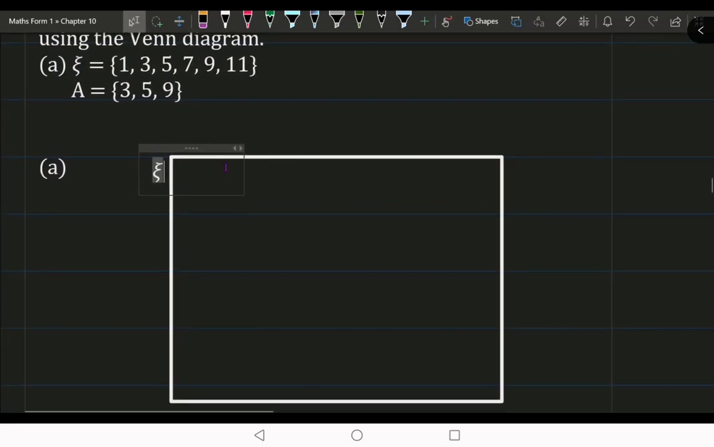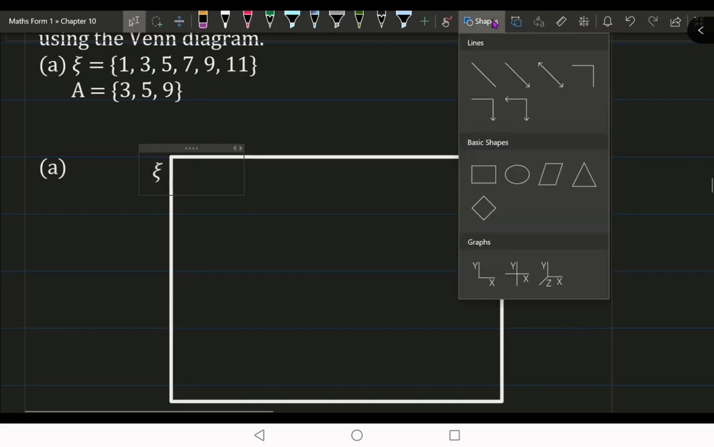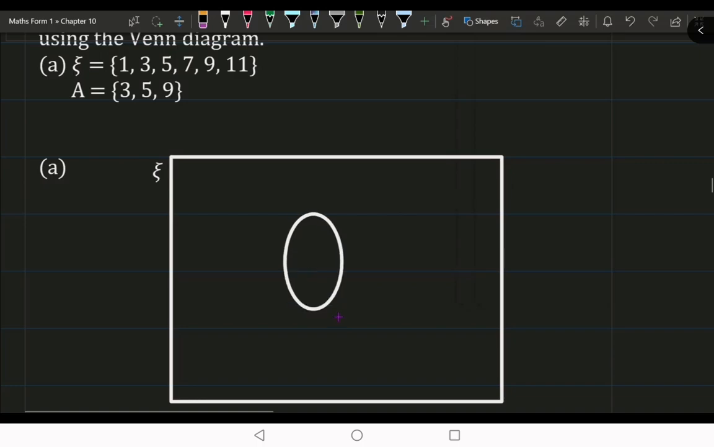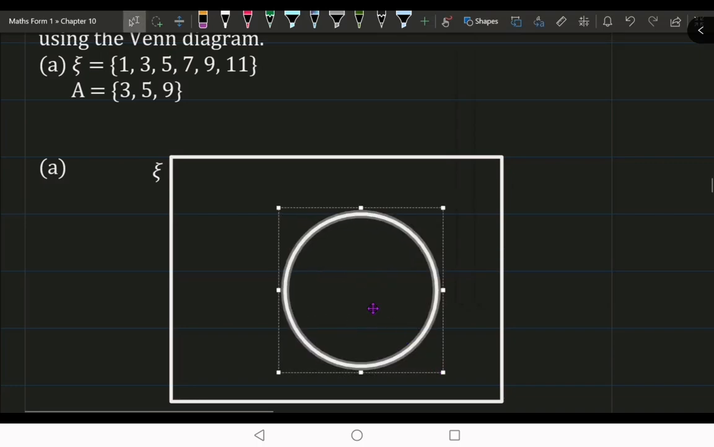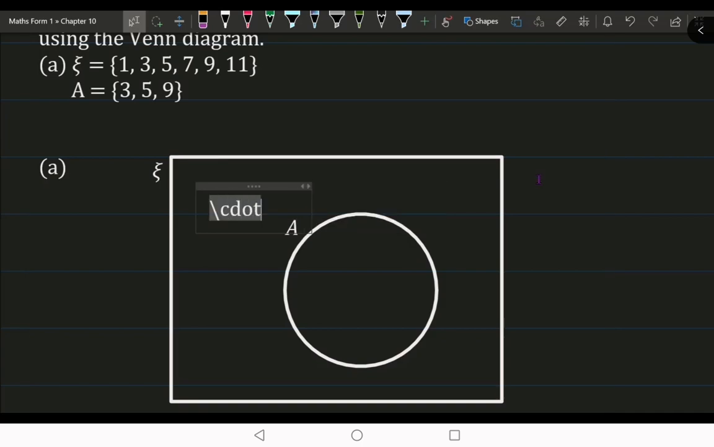to get the element, the set A, using a circle or oval usually. I'm going to use a circle. So that means we label it set A. After that, you need to insert all the elements of the universal set inside the Venn diagram. You need to have a dot before the number here, the element here, indicating this one is an element. It's not the number of elements here.